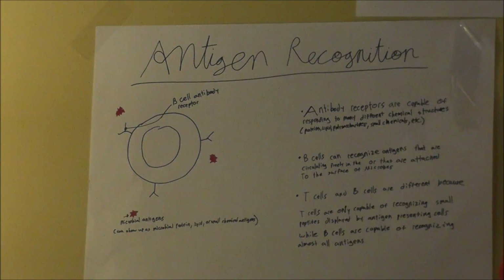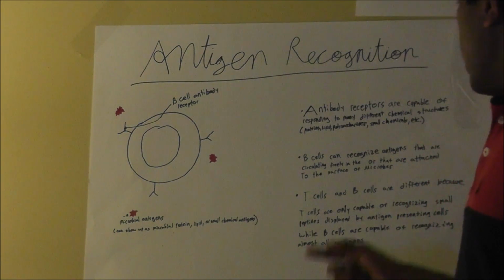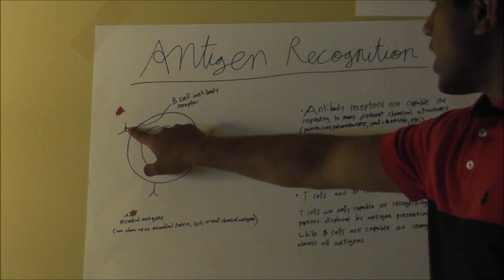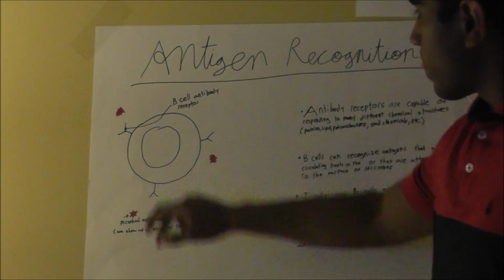We begin humoral immunity with antigen recognition. Antibody receptors are capable of responding to many different chemical structures such as proteins, lipids, polysaccharides, small chemicals, and etc. This is a B cell antibody receptor, and this is a B cell.